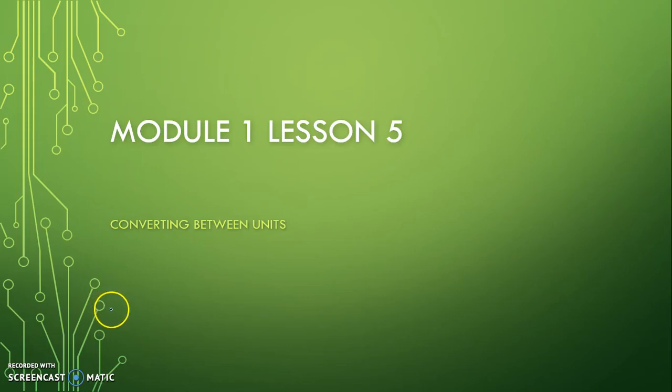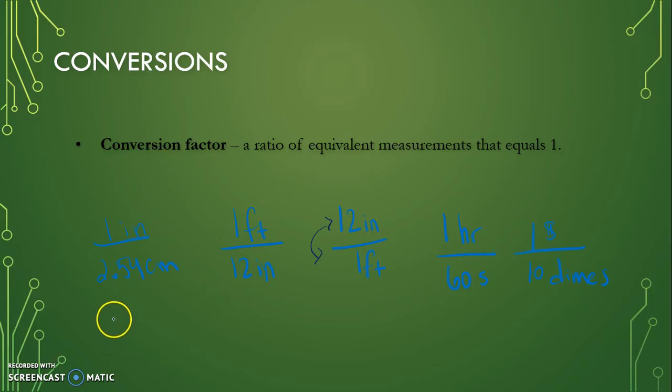This is Module 1, Lesson 5. We're looking at dimensional analysis, factor label method, or converting between units. However you want to say it, we're changing units from one thing to something else. How we're going to do that is by using conversions, or conversion factors.